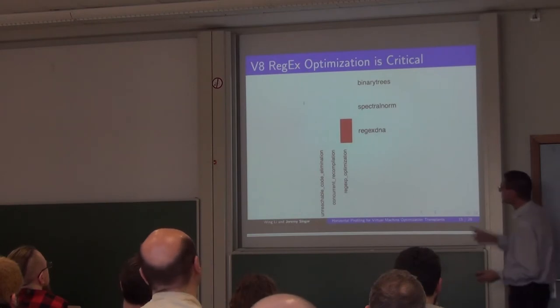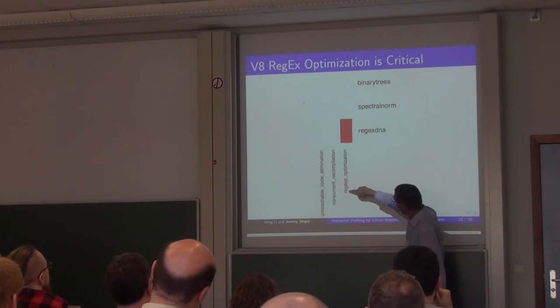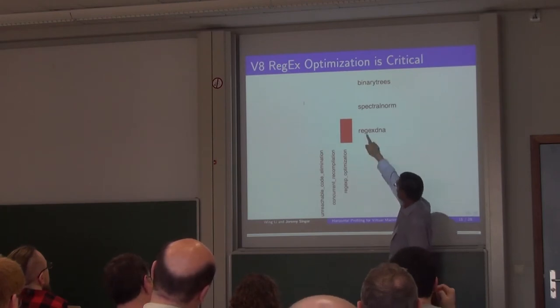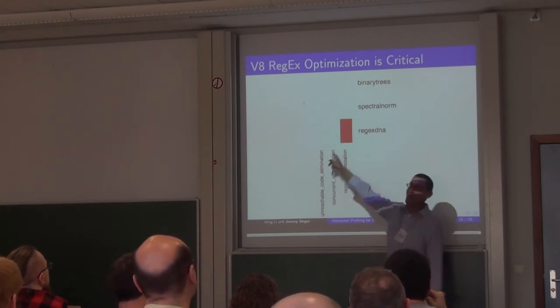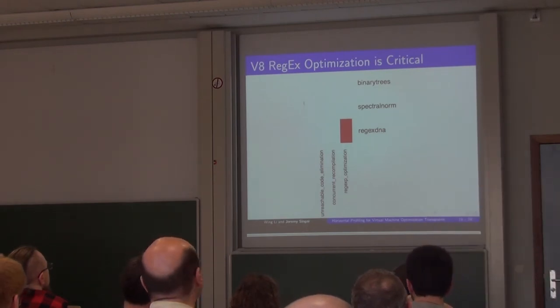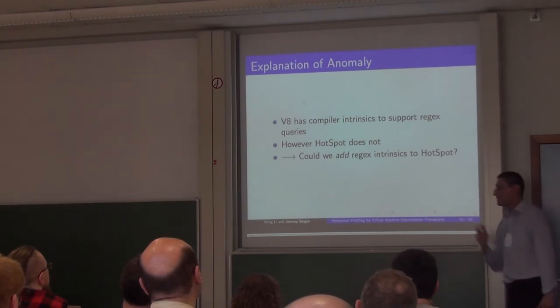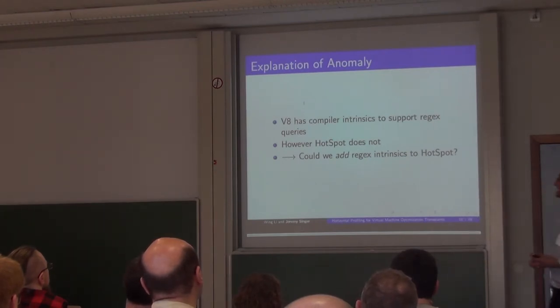Okay. So you can see that. This is a zoomed in version of that V8 heat map before. When you turn off regular expression optimization, regexDNA slows down dramatically on V8 because you've stopped running these intrinsics here. Okay. So would it be possible to add better intrinsic support for regular expressions to Hotspot?